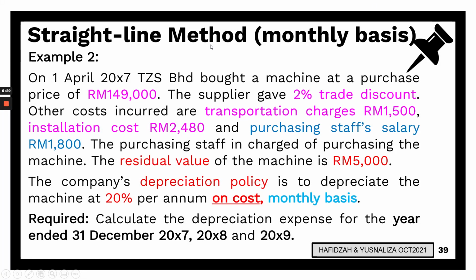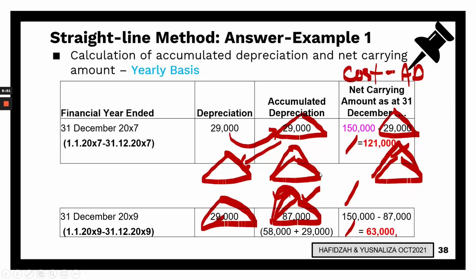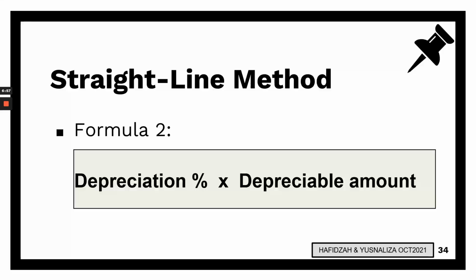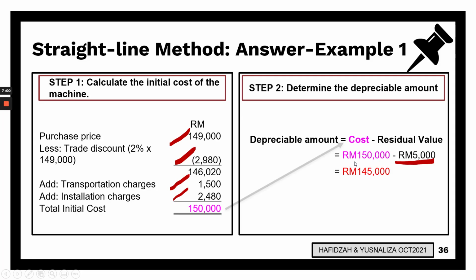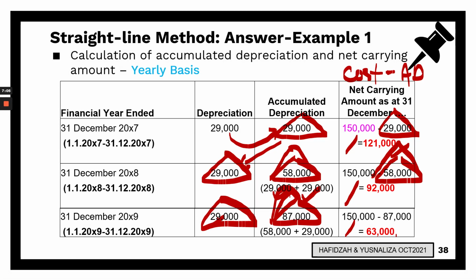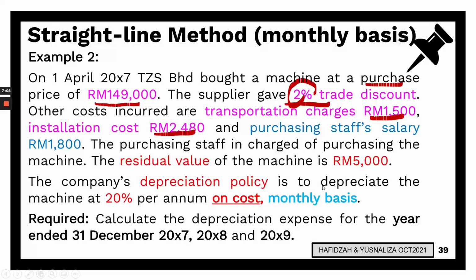Next, this is the second example here. This is on straight line method but monthly basis. Here you can see the information on the purchase price. Trade discount is given, so 2% from here, the same thing, 1,500 and 2,480 will be included, as this is similar to the previous example. You can go and check that this is actually similar. This is example 1, but now it becomes example 2 with just the change in the basis from yearly to monthly.